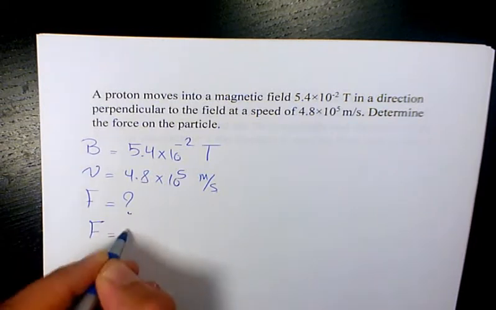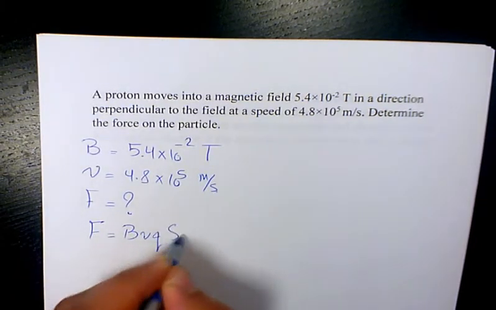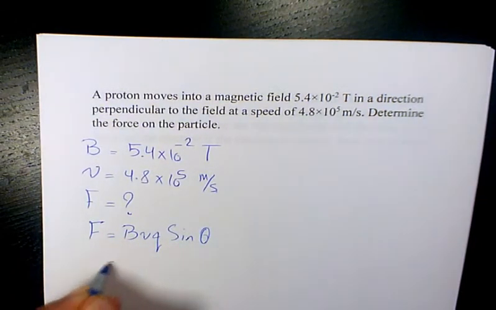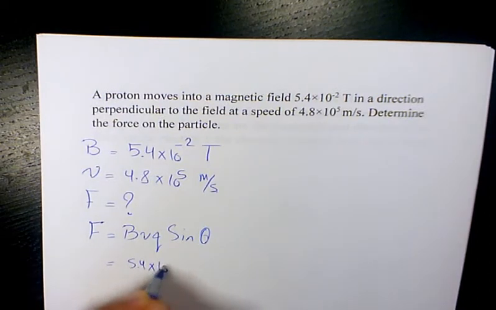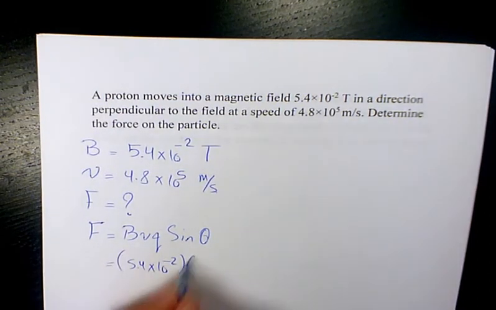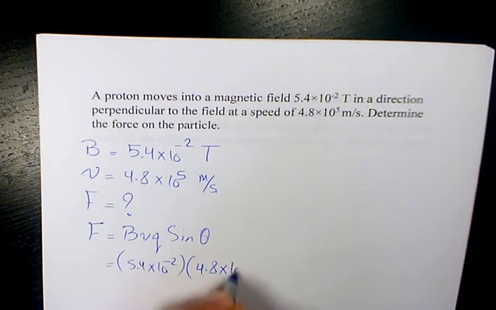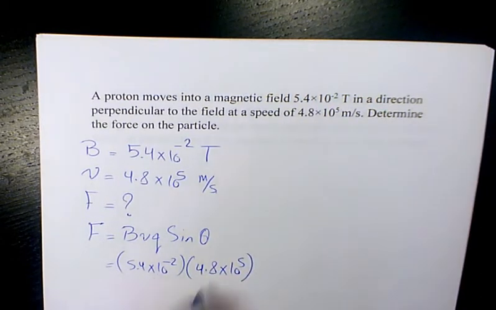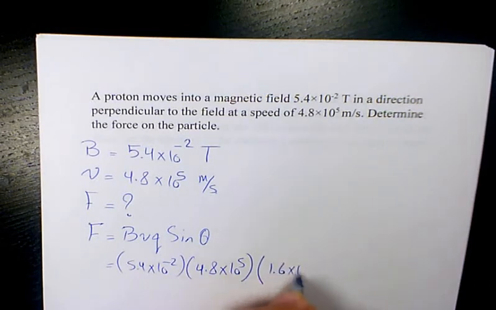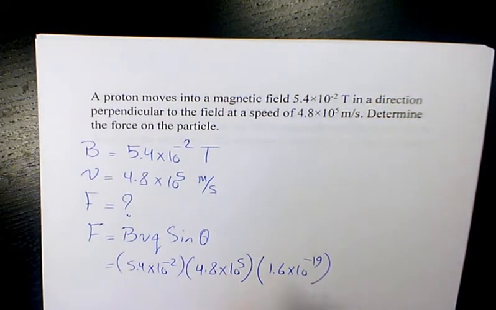Again, F equals BVQ sine theta. B is 5.4 times 10 to the power of negative 2. V is 4.8 times 10 to the power of 5. Q is 1.6 times 10 to the power of negative 19. Sine 90 is 1.